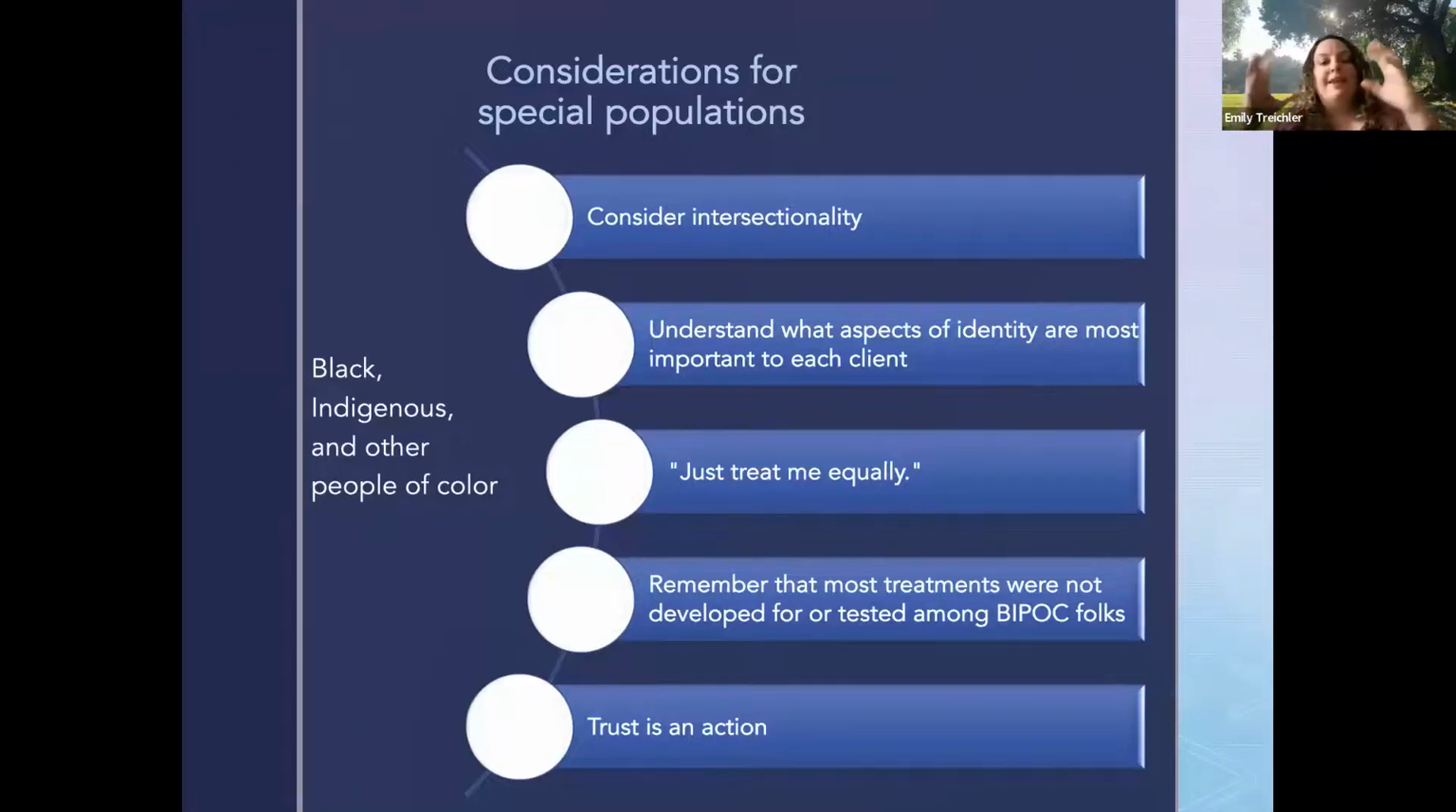So that hits on kind of the first two points here, is that when we're working with special populations, we need to remember that there's intersectionality. People are not just one thing. So sometimes when we're looking at culturally tailored care, there are some versions that are amazing, so excellent. And they often are co-created with those populations and really center those voices.